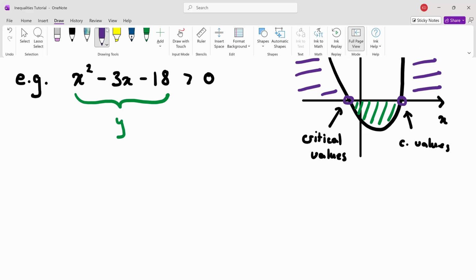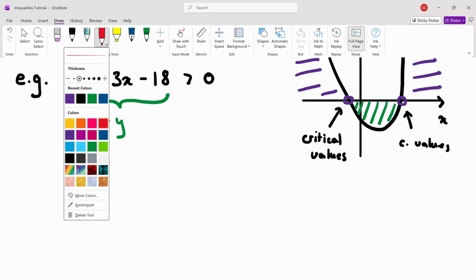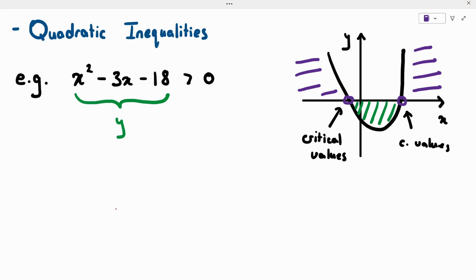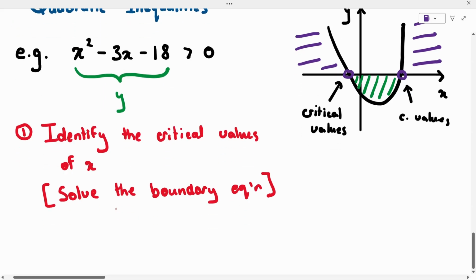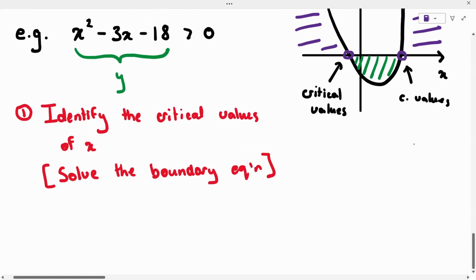So let me write out some steps here for you. First thing we want to do, we want to identify critical values. So what we need to do is take the equation that is associated with this inequality, which is also called the boundary equation, and we need to solve that equation. And this will give the turning points, the critical values of the equation. So let's do that.